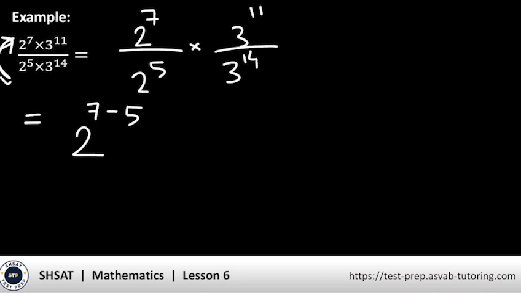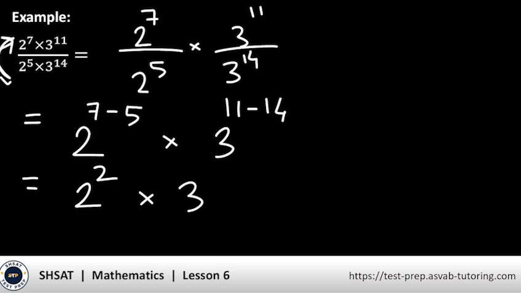And then you have 3 to the power 11 over 3 to the power 14. So that makes us 11 minus 14, right? So now 2 to the power 7 minus 5 is 2. 3 to the power 11 minus 14 is minus 3. So 2 times 2 is 4.